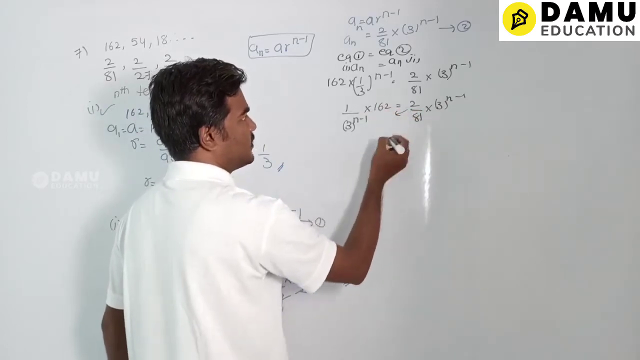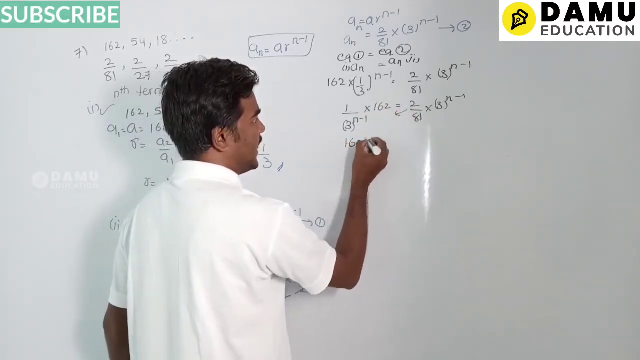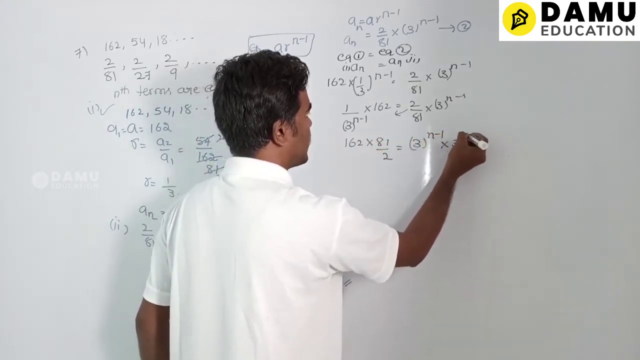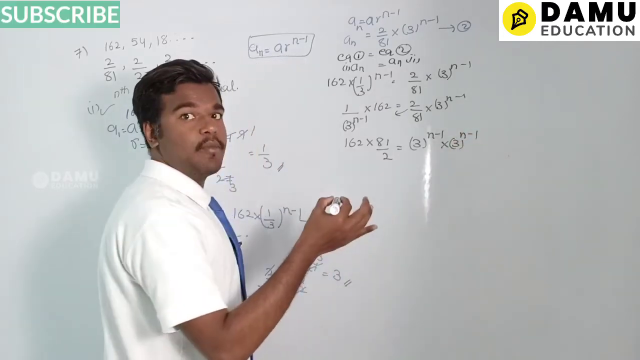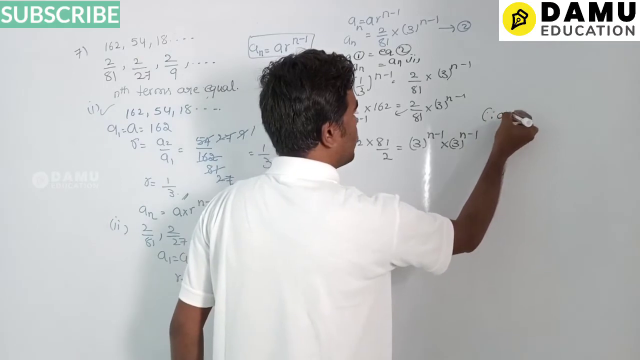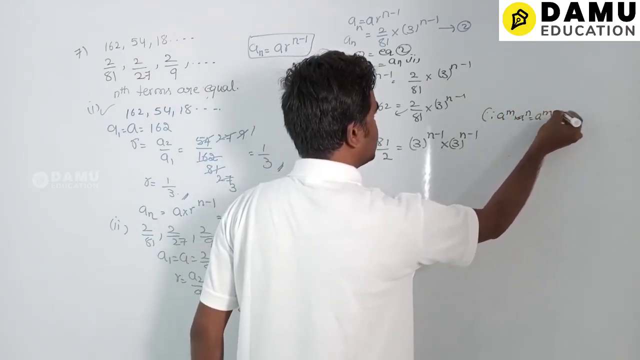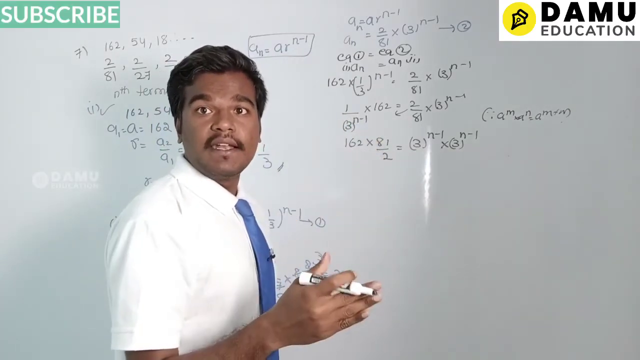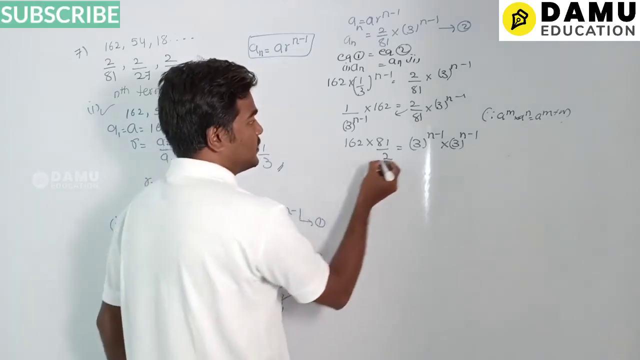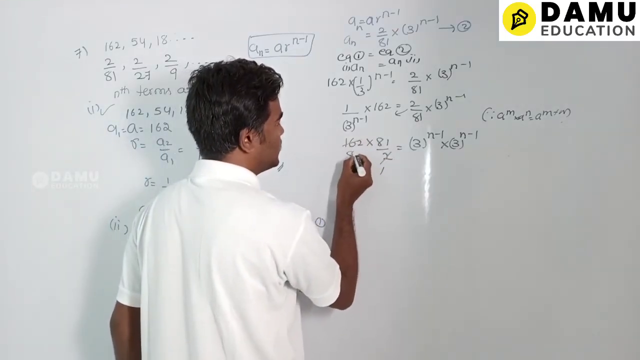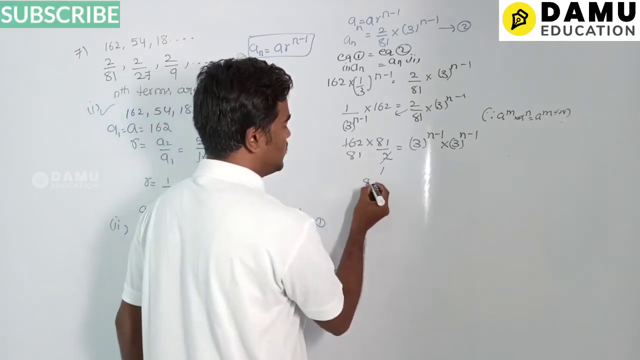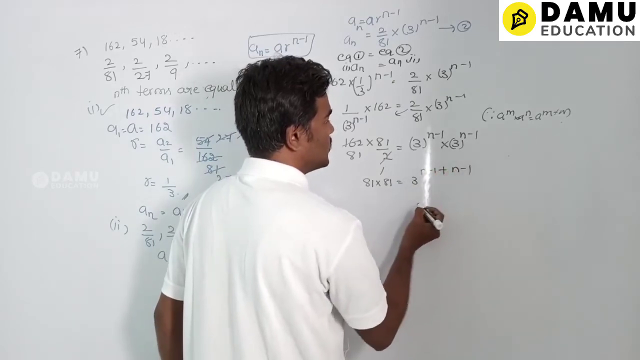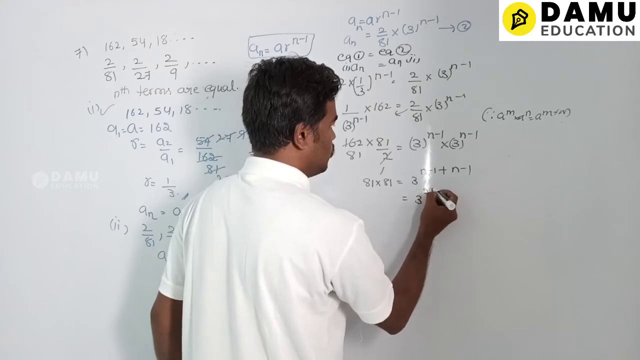Let's shift and multiply. 162 into 81 divided by 2 equals 3 power n minus 1 into 3 power n minus 1. The formula is a power m into a power n equals a power m plus n: if bases are the same and it is multiplication, we add the exponents. So 81 into 81 equals 3 power n minus 1 plus n minus 1, that is 3 power 2n minus 2.